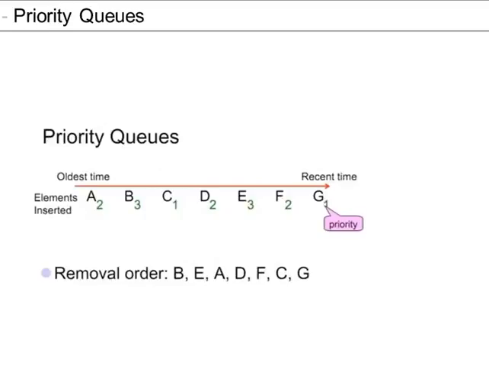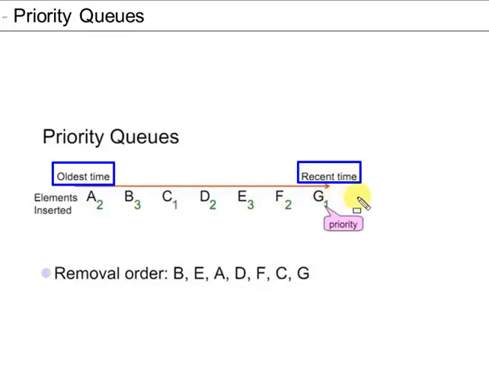So let us see the elements here. These are the first, oldest time. So first oldest time means first you are putting A with priority 2. So remember two things, oldest time and recent time. It means first you have inserted this, then this, then this, then this, then this, then this, and then this. So the way you have inserted is A, B, C, D, E, F, G.